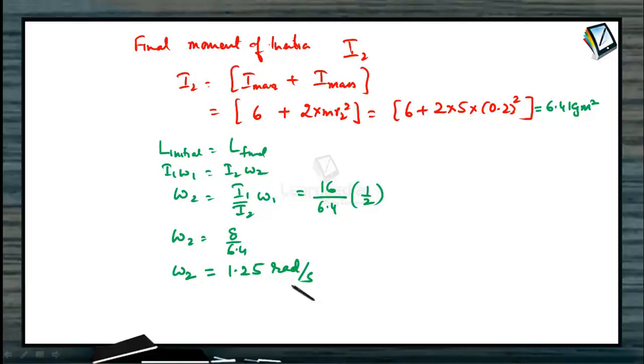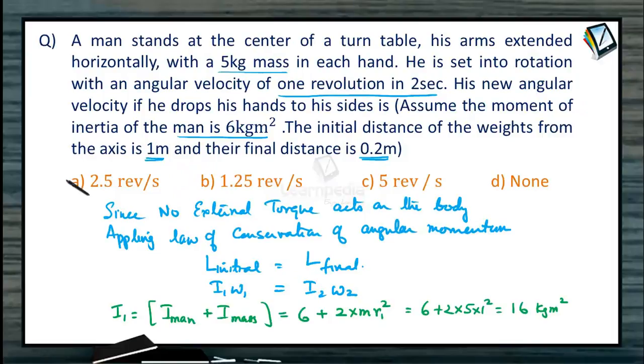So we'll check the correct option. 2.5 revolution per second, wrong answer. 1.25 revolution per second is the right option. 5 revolution per second is the wrong option. Here it is given 1 revolution in 2 seconds. D is none. So the correct option will be option B.